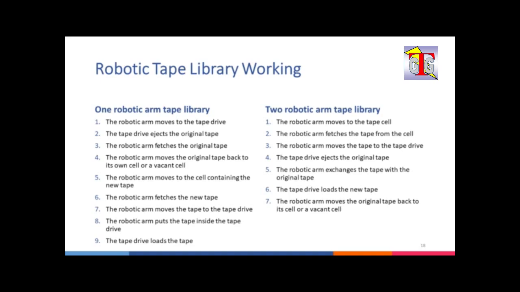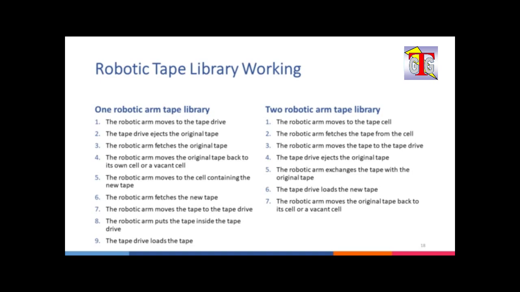It makes a total of 9 steps when we are using one robotic arm tape library. If the tape library has two robotic arms that are mounted together, it can exchange tape using fewer steps as follows. First, the robotic arm moves to the tape cell.